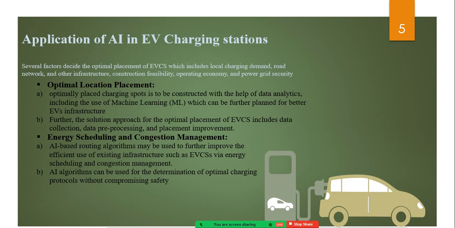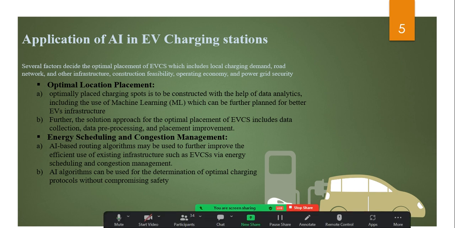Now, we cannot skip charging stations when we talk about electric vehicles. It becomes very important to discuss charging station infrastructure, because it is like milk for babies. One cannot imagine that a baby could survive without milk. At the same time, the electric vehicle industry could never boom unless we have proper infrastructure for charging stations. There are several factors related to establishing these charging stations.